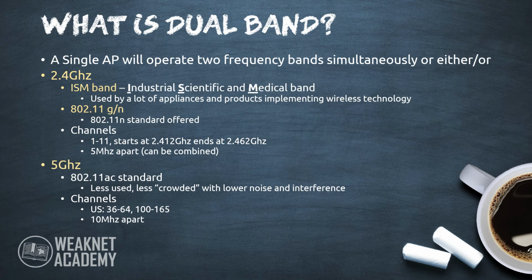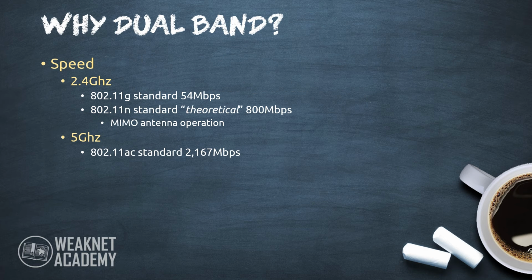So again, a dual band Wi-Fi or wireless piece of equipment is going to operate in both of the bands, either with 2 radios simultaneously, or it's going to operate on either/or, where you get to switch back and forth. So why would a networking equipment manufacturer want to choose dual band?